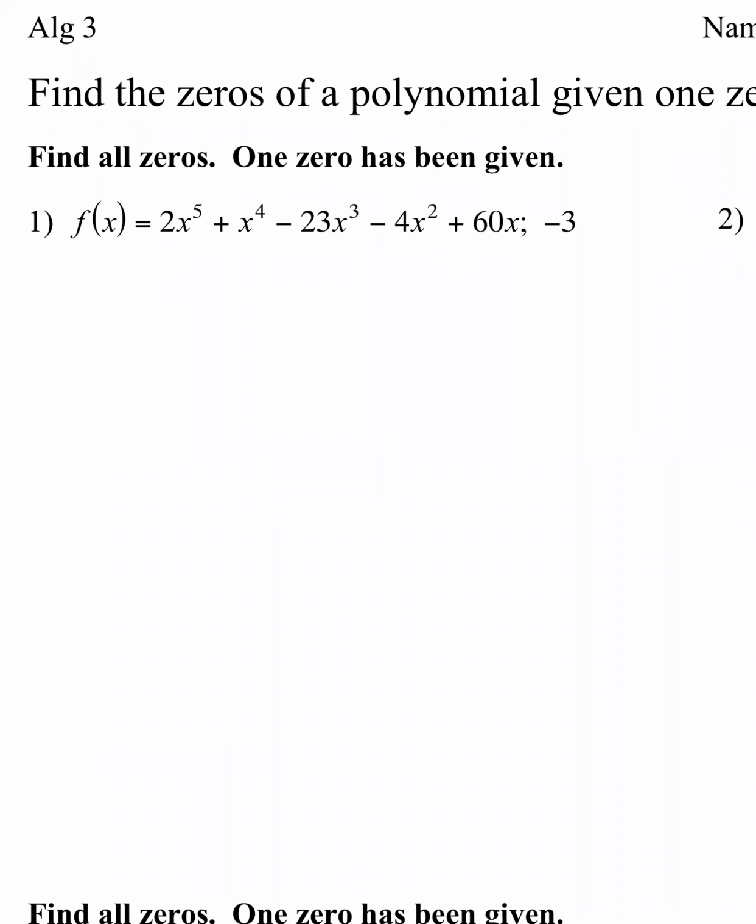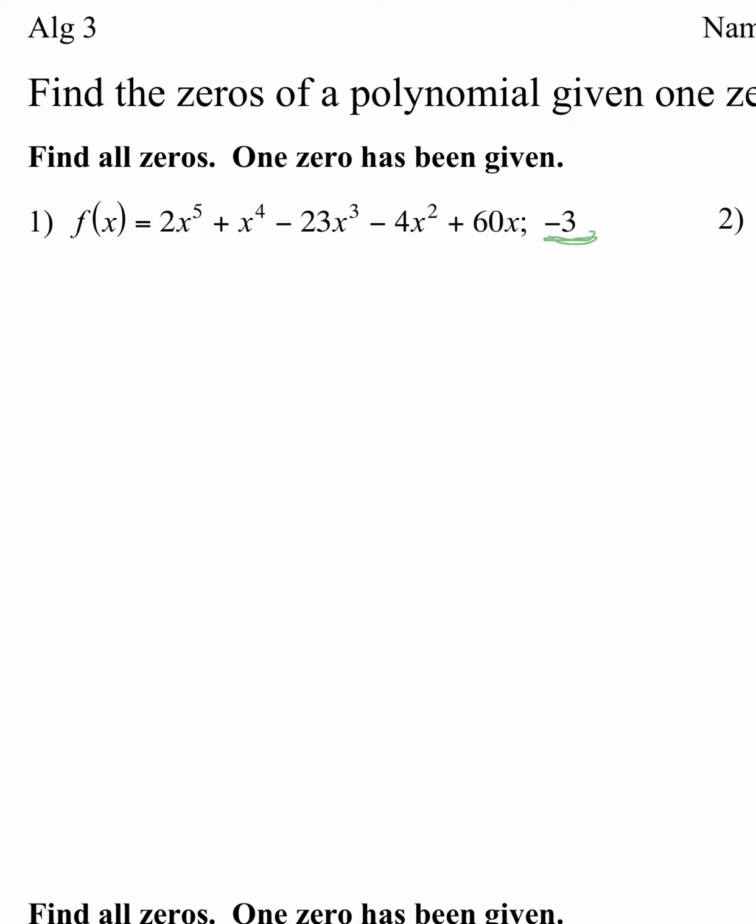So first I take a look at its degree. It's degree 5. So that means I'm going to have 5 total zeros at the end of the day, okay? And they gave me one of them. So they've given me -3 over here. So I have one, I just have to find the other 4.